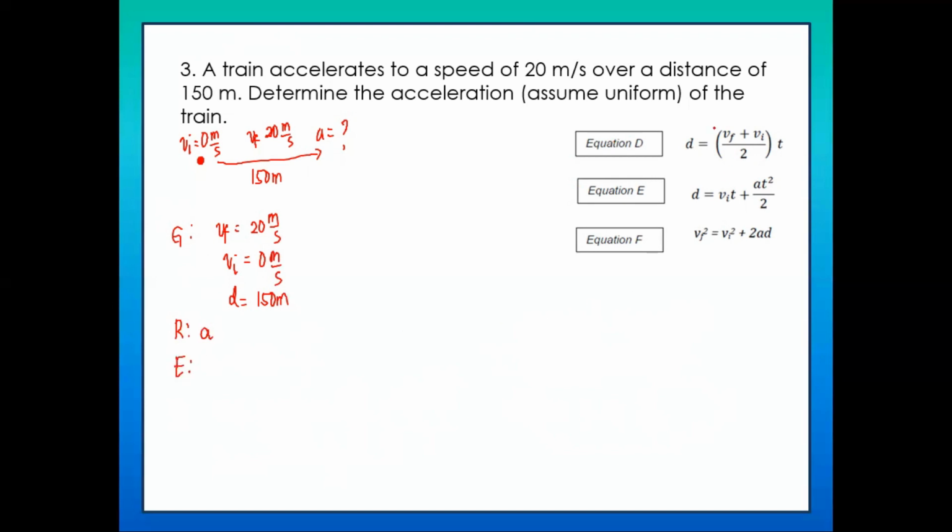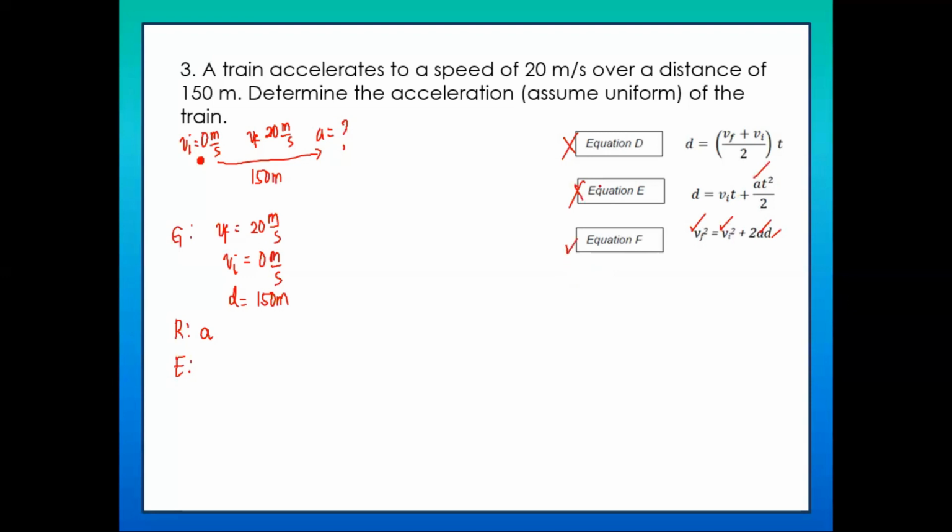Our equation, tingnan natin kung magagamit natin si D, having this given and variable to be solved. Wala tayong A dito, so automatically hindi agad. Okay, kahit may V sub F ka, may V sub I, may D, wala ka namang A. Okay, equation E, wala din, may A tayo, pero wala tayong V sub F. Hindi din natin magagamit to. So, equation F na lang ang pwedeng gamitin kasi may V sub F, may V sub I, may A na hinahanap, at may D. Okay? So, hopefully nasusundan si Sir.